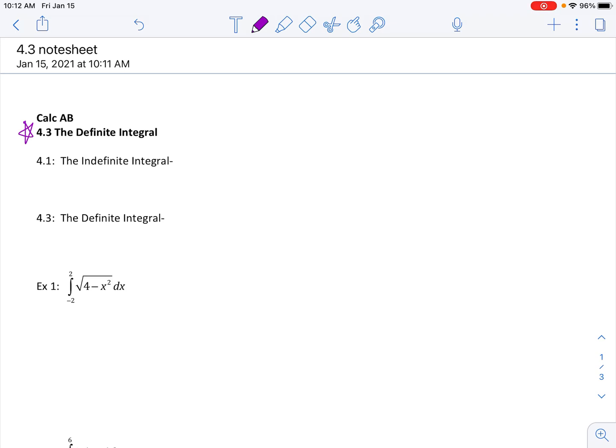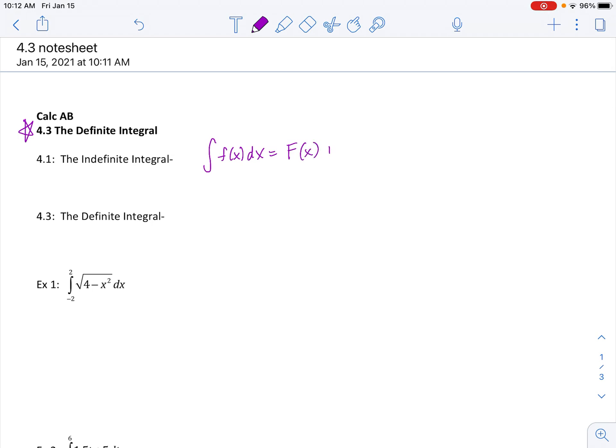So 4.1, just a reminder that the phrase we did not use when we learned about integrals that first day is the indefinite integral. The indefinite integral looks like this. If I give you a function, the answer to that indefinite integral is the antiderivative plus the constant of integration. Right, so today we're introducing an idea called a definite integral.